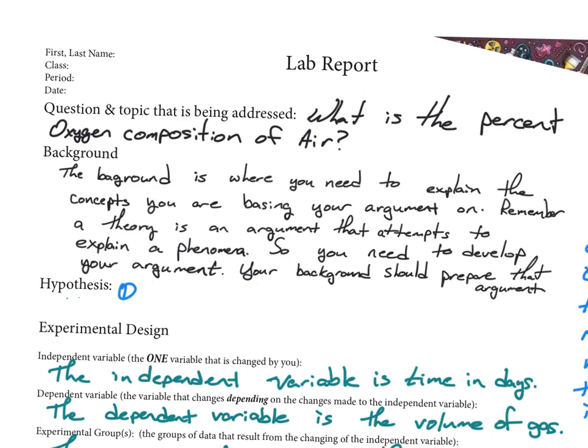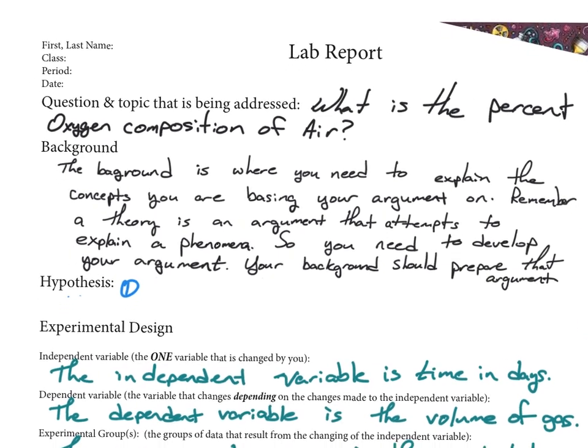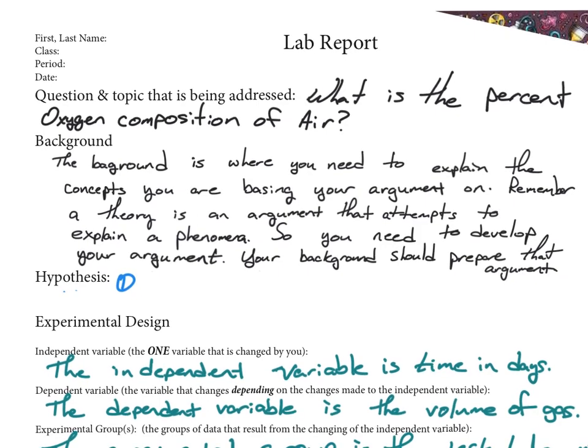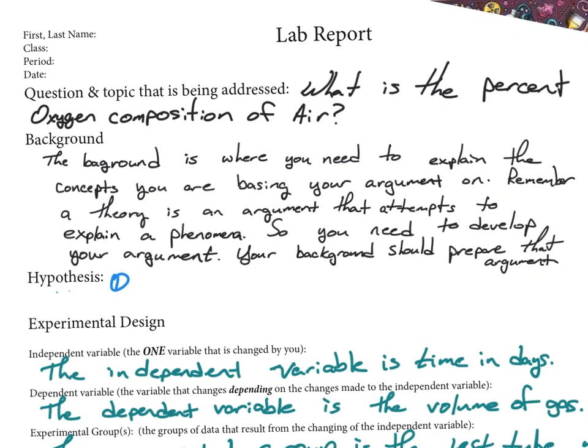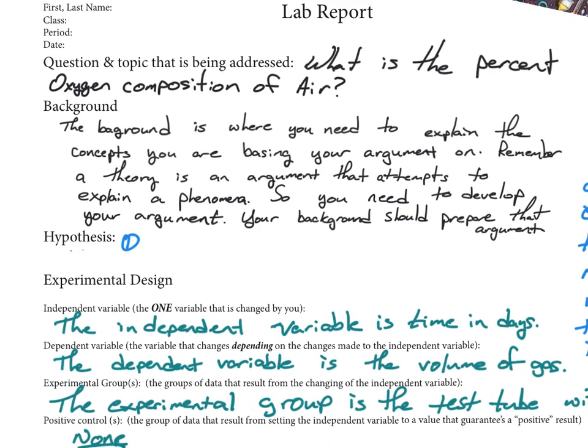So you have a question or topic that's being addressed. And the question or topic that's being addressed is, what is the percent oxygen composition of air? Now, before any scientist goes and tries to answer a question, they need to have some kind of background knowledge. They have to have some understanding of all the different factors that influence their experimental design, anything that anyone else has already done, any research anyone's done on the particular topic or question. So we call that background.